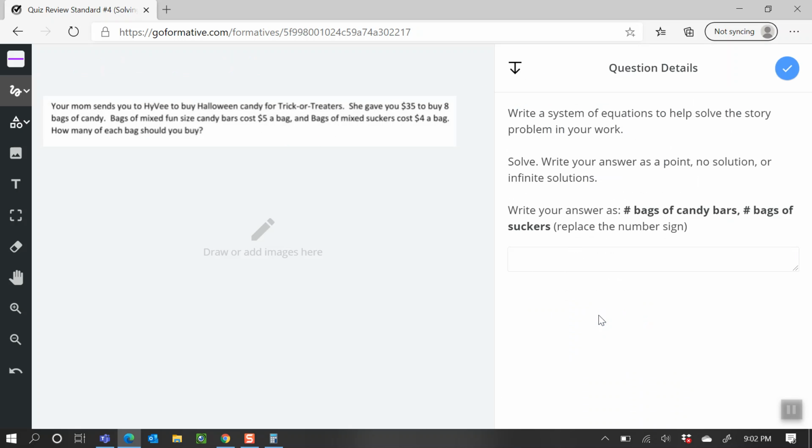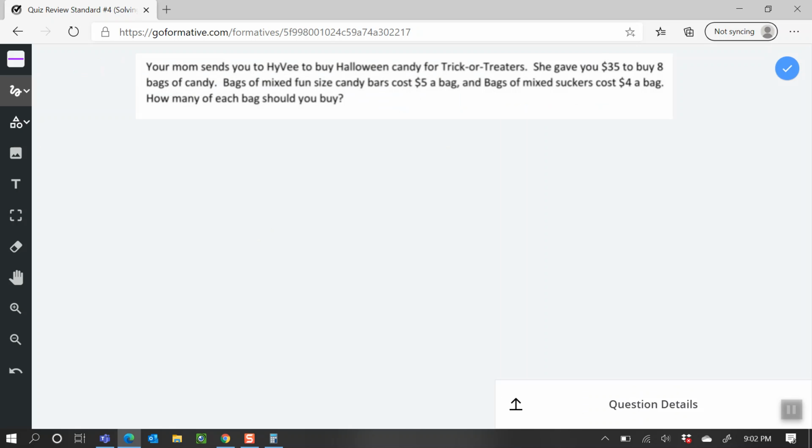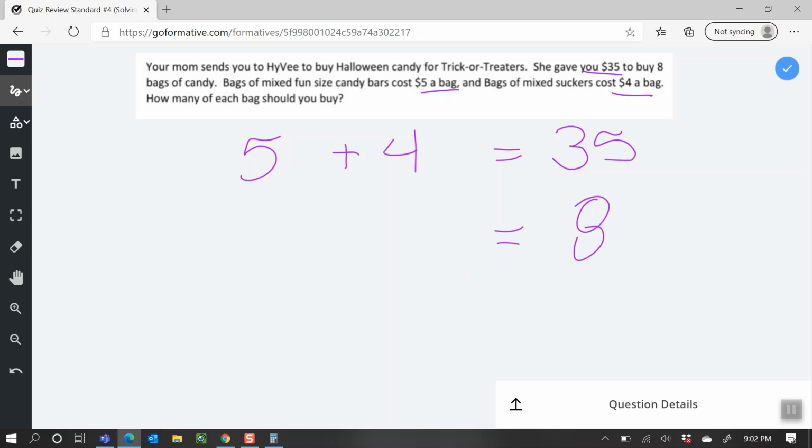And last but not least, bags of candy for Halloween. $3.5, $4, $5 a bag. So those are all money. So I get $5 plus $4 equals $35. You gotta buy 8 bags of candy total, so 8 bags. And whatever you're buying is whatever you're buying. So what variable I want to pick gets to go in those spots. Candy bars, I'm going to use C. Suckers, I'm going to use S. So 5 times C plus 4S. Candy bars, suckers, here you go.